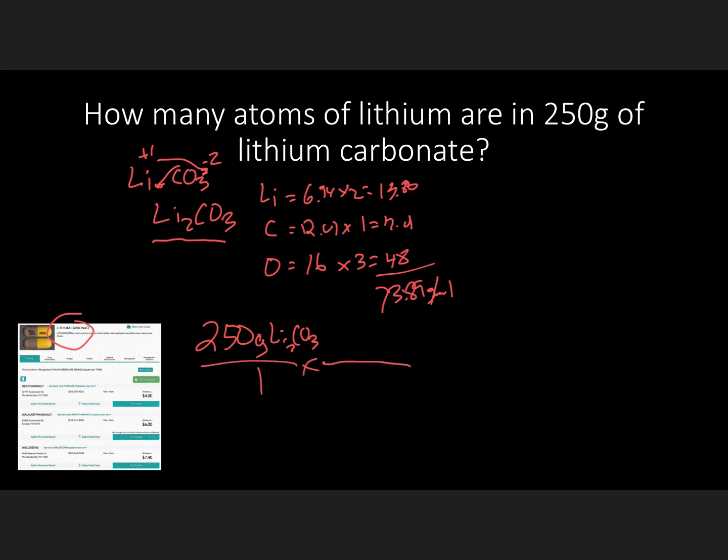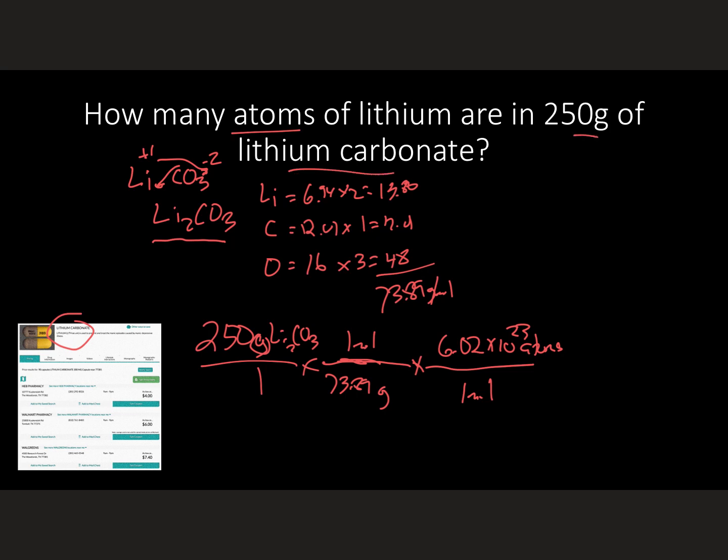So if we have grams on top, grams is going to go on the bottom. So that's 73.89 grams in 1 mole of lithium carbonate. Next, we can say, okay, well, 1 mole is how many atoms, right? So it's 6.02 times 10 to the 23rd atoms, because that's what we're looking for, right? How many atoms are there in 250 grams of lithium carbonate?